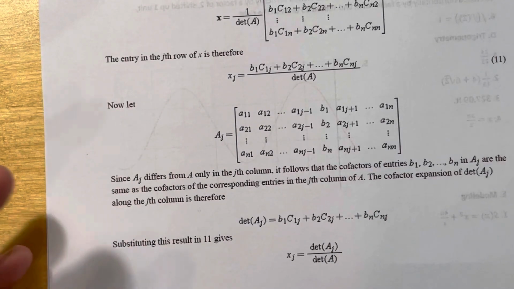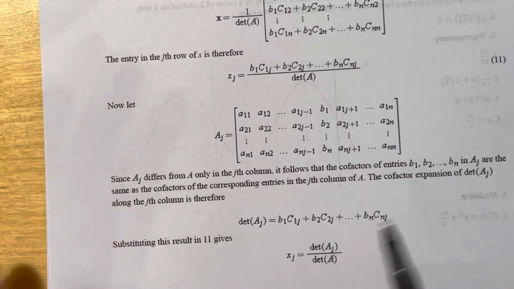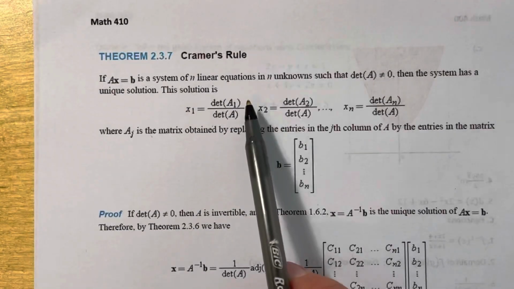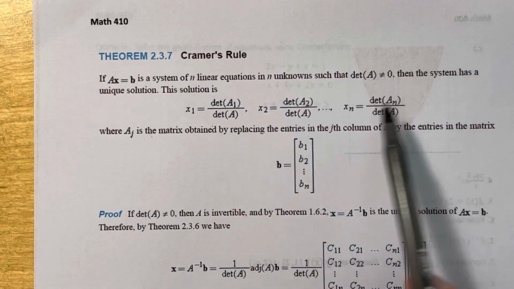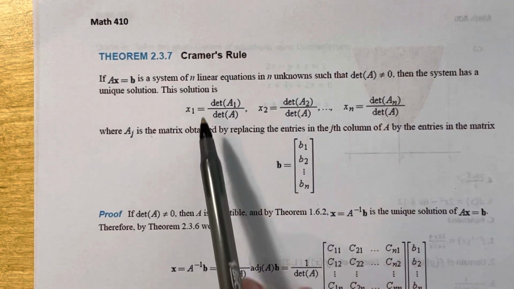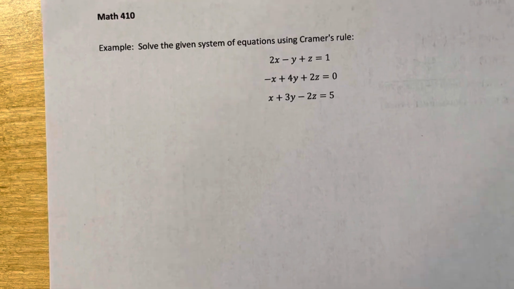And that's Cramer's rule, because that J was chosen arbitrarily. It could have been 1, it could have been 2, or it could have been anything between 1 and n here, and that would have given us all of these solutions. So that's Cramer's rule, okay?